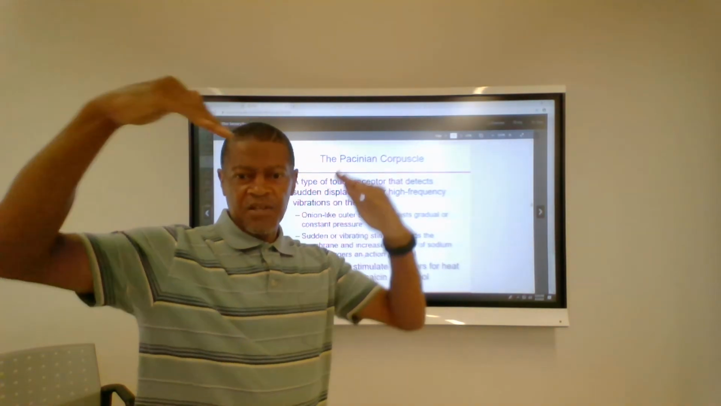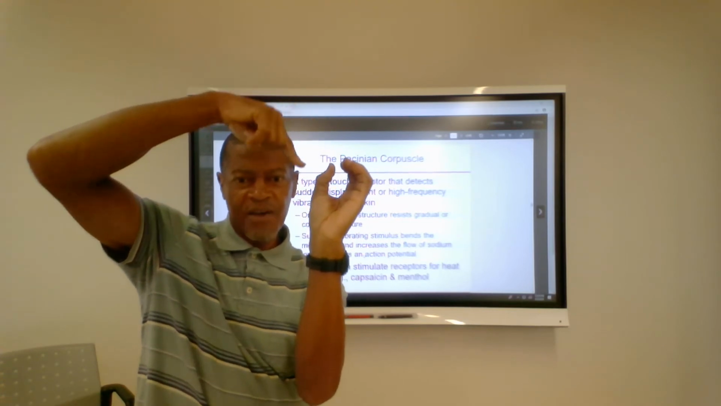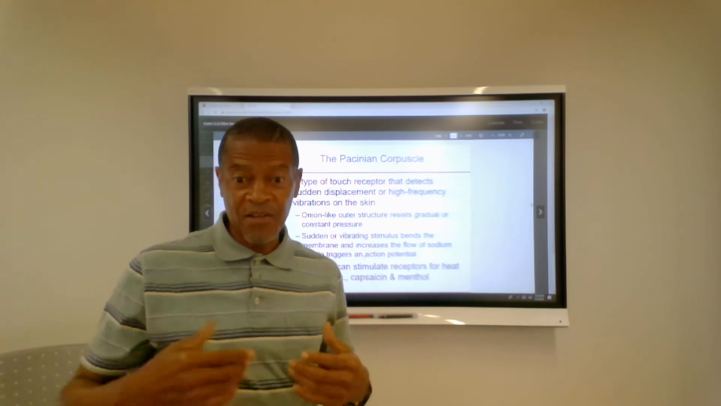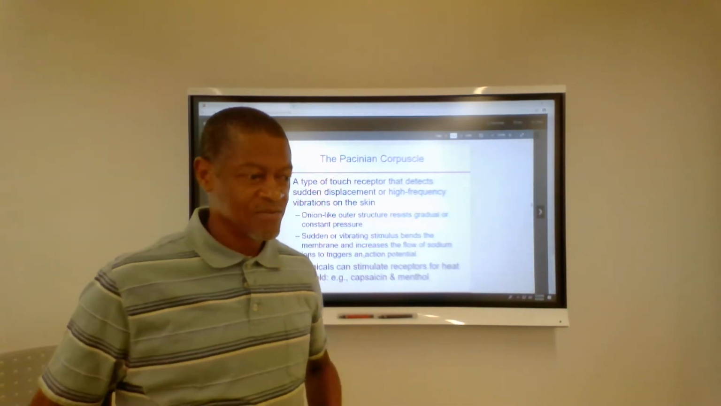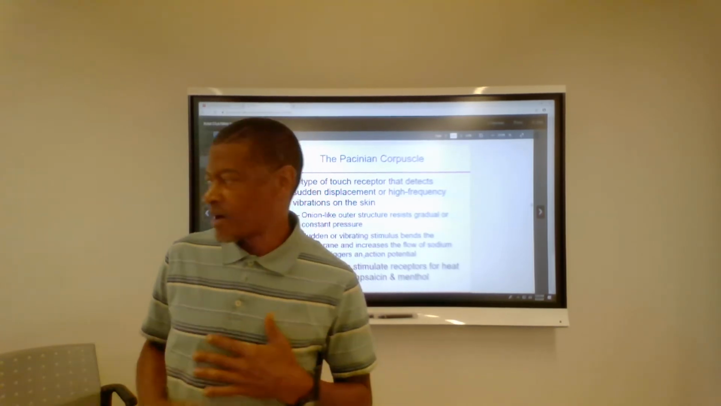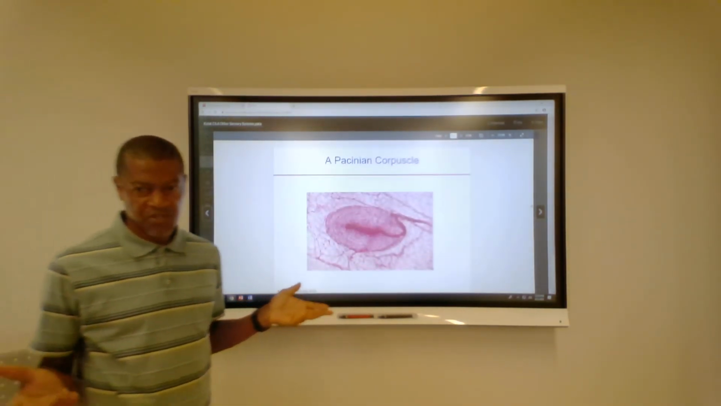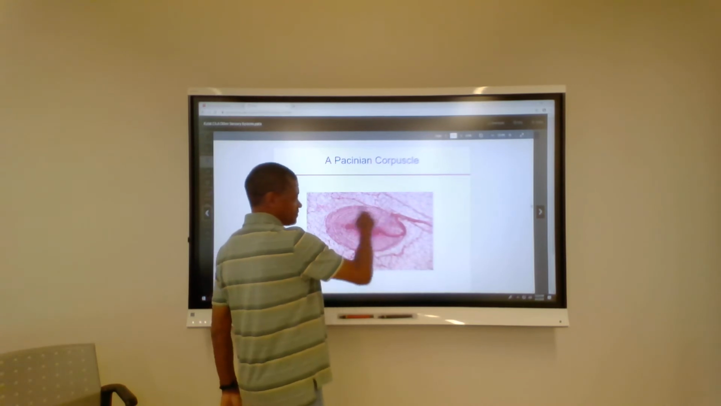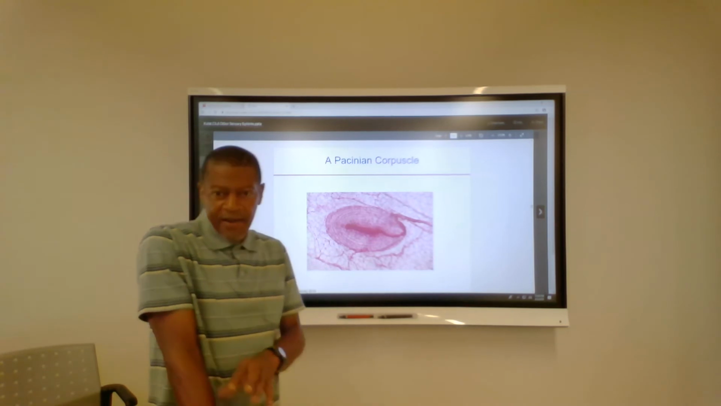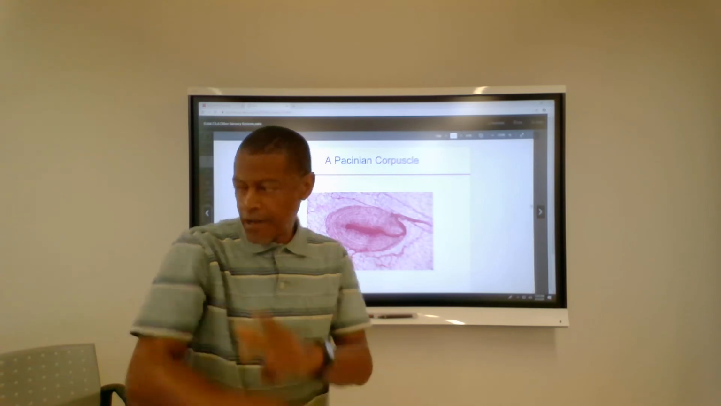So any displacement on the outside of the receptor is going to cause it to feel like something's happening. Like when you put your clothes on, you feel it right there. Later in the day, you don't feel that because you're adapted to the clothes being on your body. So that's the shape of a Pacinian corpuscle, like an onion shape. Fibers then go to the body part and say, oh, I feel that on my body at that location, displacement. Something is pressing on your body.